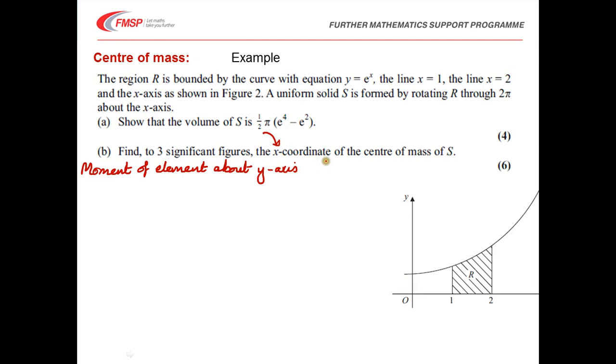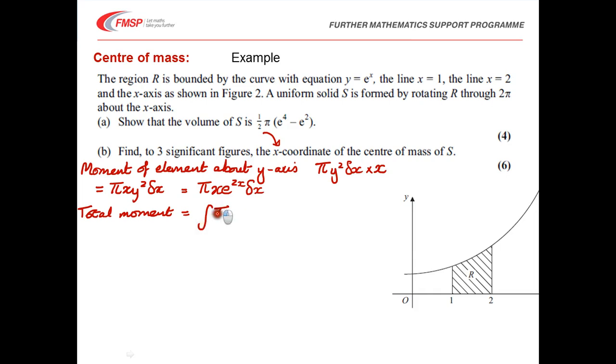The moment of my element about the y-axis is its mass, strictly its volume, pi y squared delta x, multiplied by its distance from the axis, which is x. So pi x y squared delta x, or if you prefer, pi x e to the 2x delta x. So we can then sum all of those together. Total moment is going to be that integrated, pi x e to the 2x with respect to x between 1 and 2.